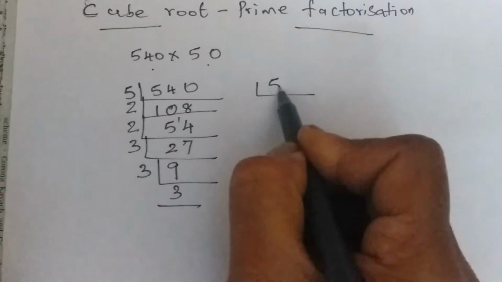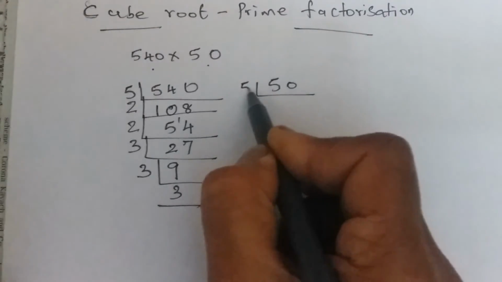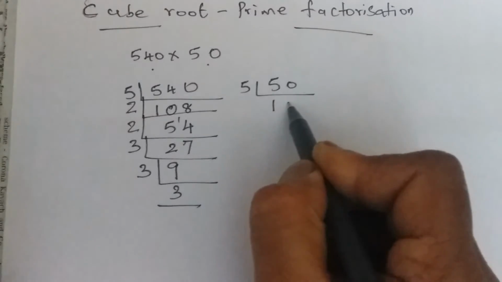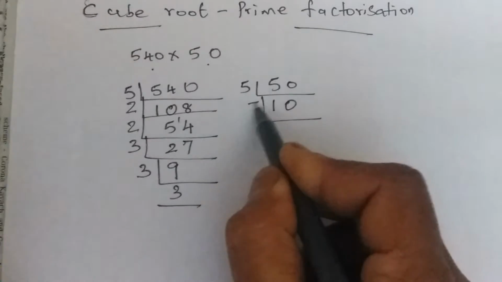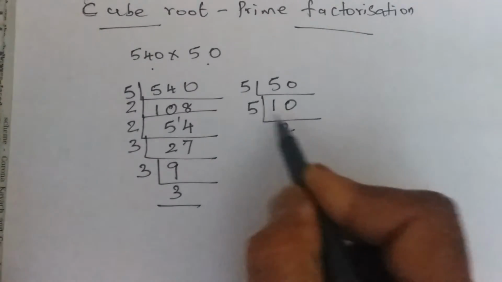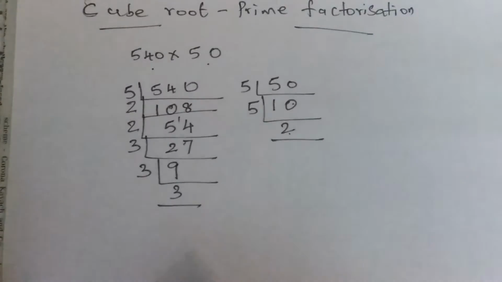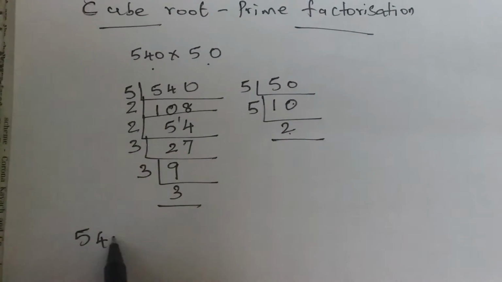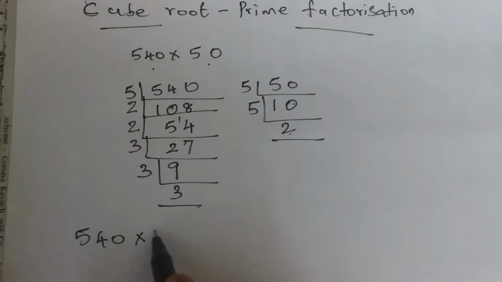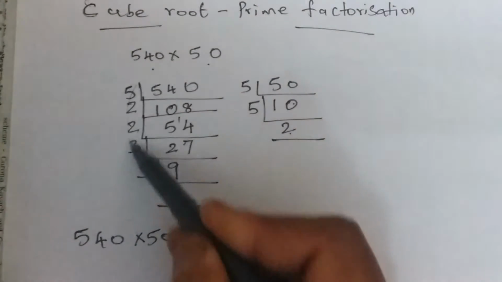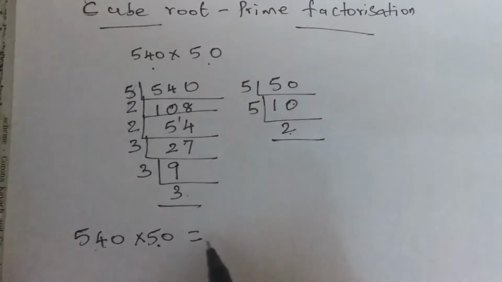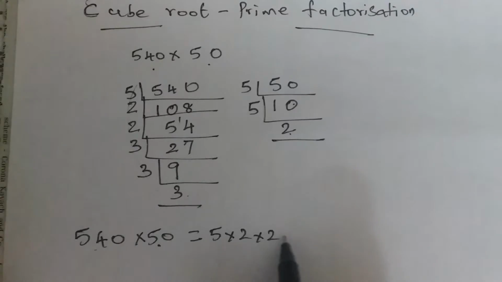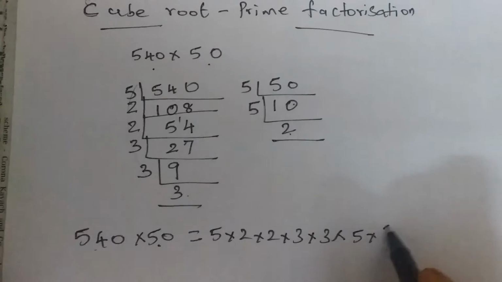Now let us take 50. Ending with 0. Divide by 5. 5 ones are 5, and this 0 we cannot divide as it is, so 5 tens are 50. 10 ending with 0 again by 5. 5 2s are 10. 2 is a prime number, you stop. Now what will we do? Write all the prime factors. What is the question? 540 into 50. You write all the factors of 540 and all the factors of 50. The factors of 540 are 5 into 2 into 2 into 3 into 3. Then 50 is 5 into 5 into 2.